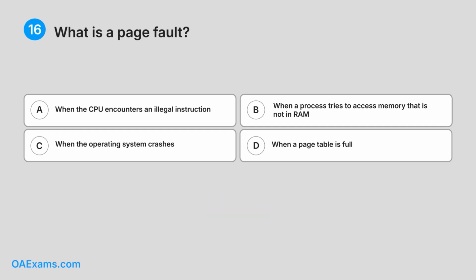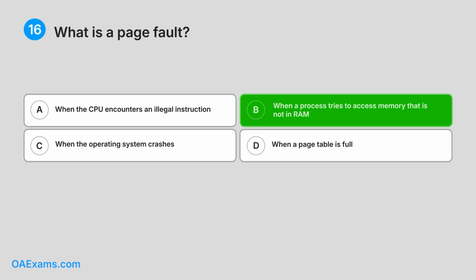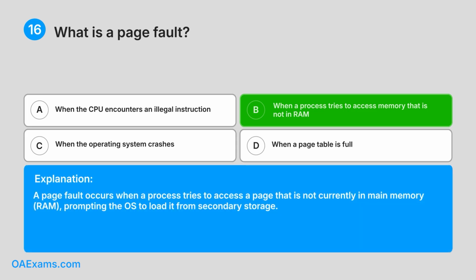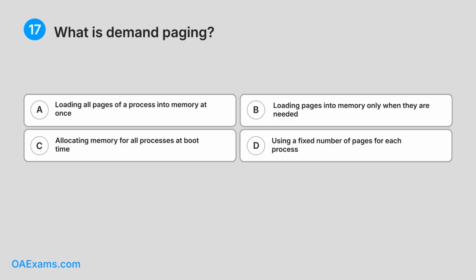Correct answer: B. When a process tries to access memory that is not in RAM. Explanation: A page fault occurs when a process tries to access a page that is not currently in main memory, RAM, prompting the OS to load it from secondary storage. 17. What is demand paging?